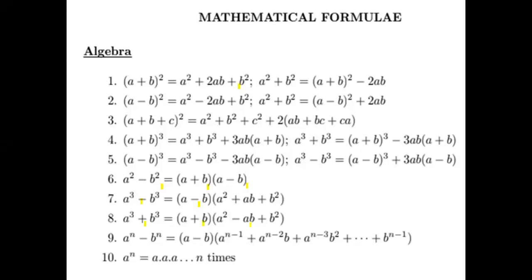And the last formula, a raised to n minus b raised to n. I think you have seen this in expansion formulae, Maclaurin series, Taylor series. It is (a minus b) into (a raised to n minus 1 plus a raised to n minus 2 times b, and so on). Here it is b raised to 0, here b raised to 1, here b square. Powers of b are increasing and powers of a are decreasing: n minus 1, n minus 2, n minus 3, and no a raised to 0 is there.